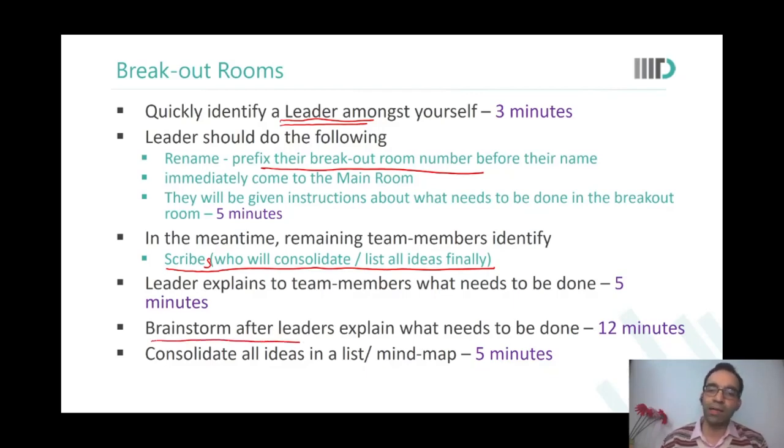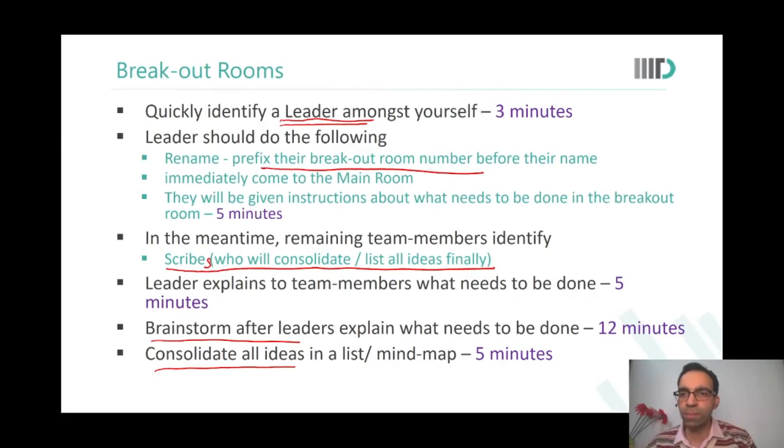The leaders will come back and tell you the problem also, which problem you guys need to brainstorm on. Then finally just take 5 minutes to consolidate all those ideas into a list. Mind map अभी आपने tool नहीं लिया हुआ, सबके पास नहीं होगा tool, but at least list them down, consolidate them into one list. Are we ready? Yes, sir. Great. So I will now split us into breakout rooms.